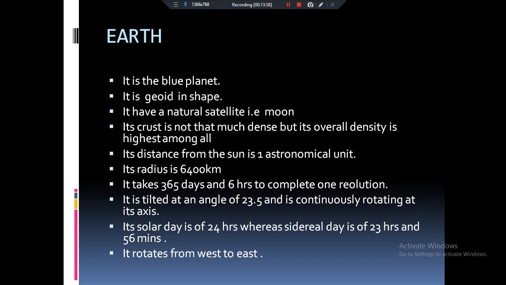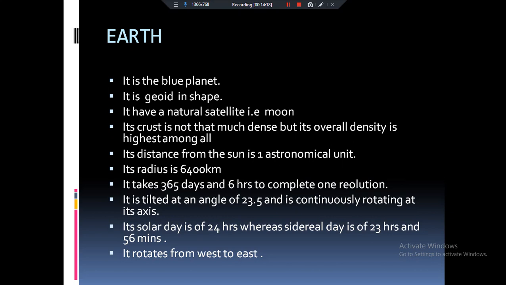The Earth is tilted towards the sun at an angle of 23.5 degrees. Can you tell me what 23.5 latitude is known as? When it is in the north, what is it known as, and also in the south?